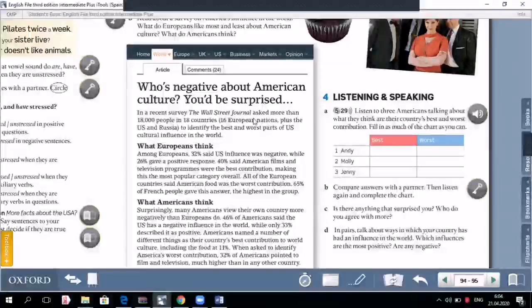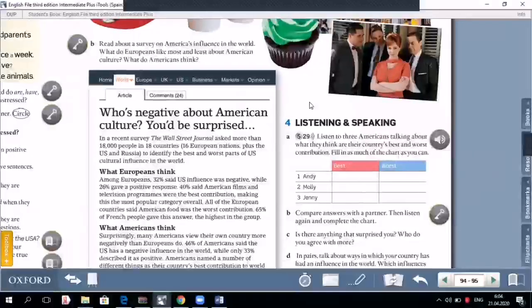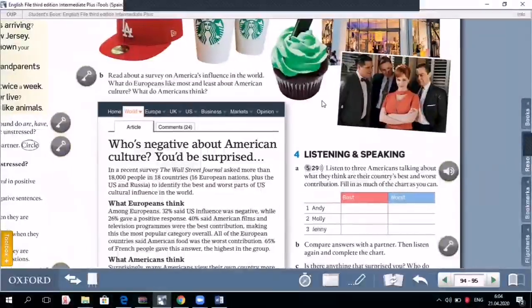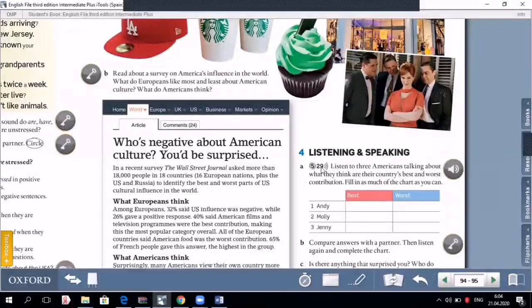Who's negative about American culture? From this part, we know that Americans' opinions are different from Europeans' thinking. Now, let's listen to this listening. Then we'll consolidate our lesson. 5.29. Here you have the table. The instruction is to listen to three Americans talking about what they think are their country's best and worst contributions. After listening, we'll do some tasks. So now let us listen.